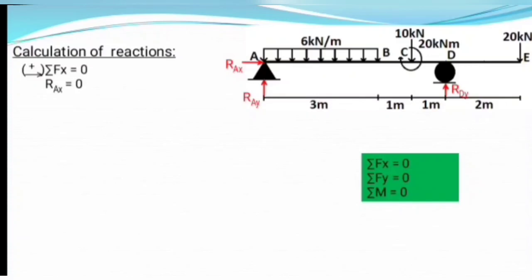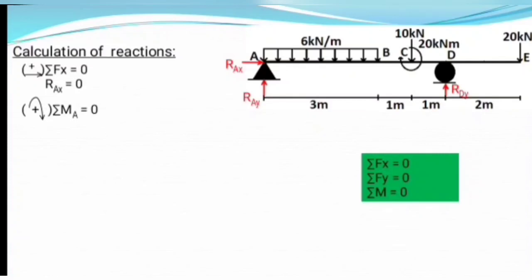Now we have the other two reactions left, Ray and Rdy, both acting in vertical direction. So for the calculation of these reactions, we are going to use summation moment equals to 0 first, but not the summation of vertical forces equals to 0, because if we used summation of all the vertical forces equals to 0, we are going to obtain an equation containing both of these unknown reactions Ray and Rdy, and it would be tedious to calculate the value of these reactions. So first we are going to use the moment equation.